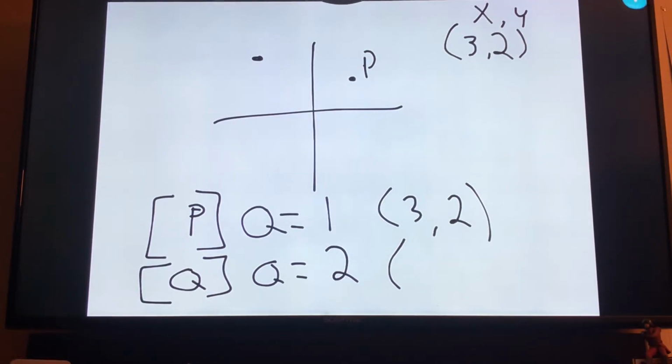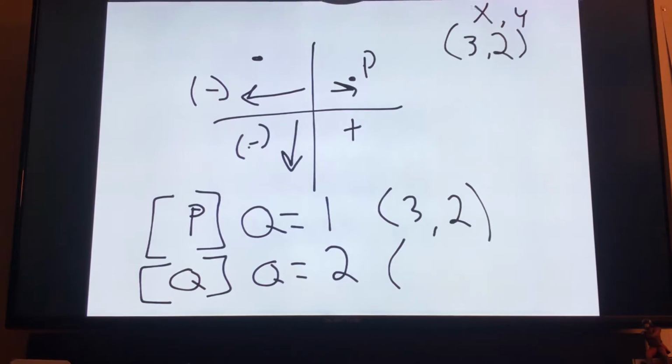1, 2. Alright, just so you know this. Left is negative. Down is negative. Right is positive. So going to the right is positive and going up is positive. Going to the left is negative and going down is negative.